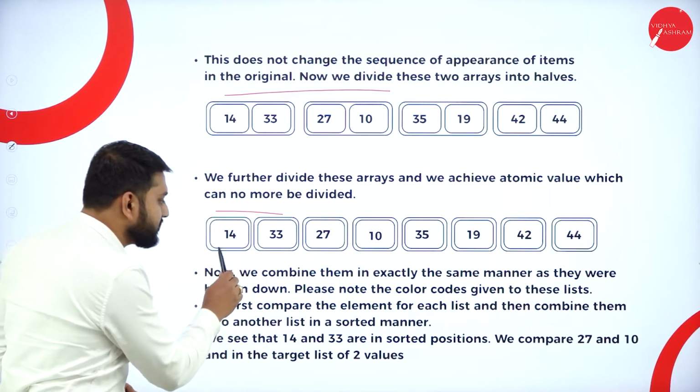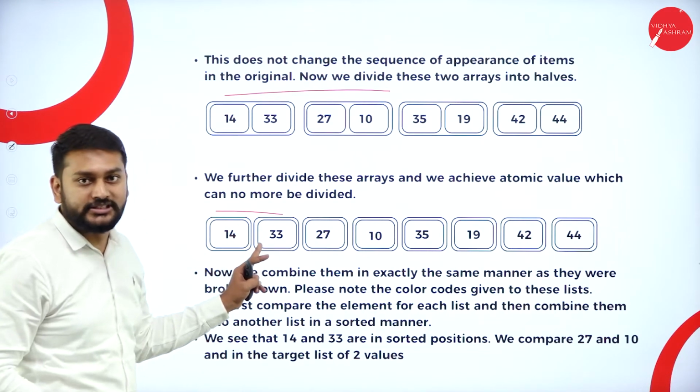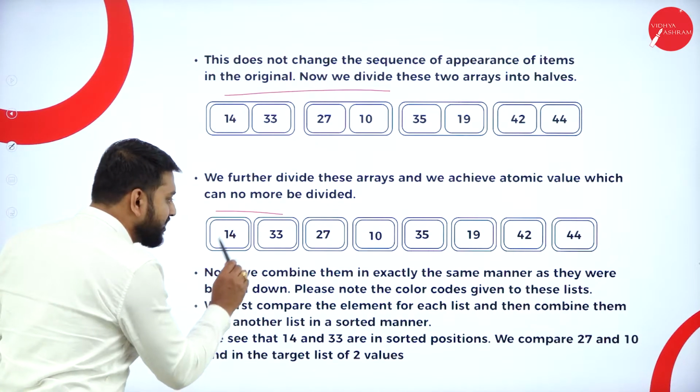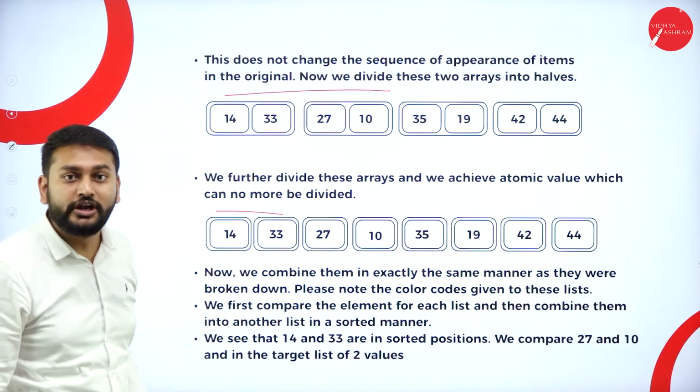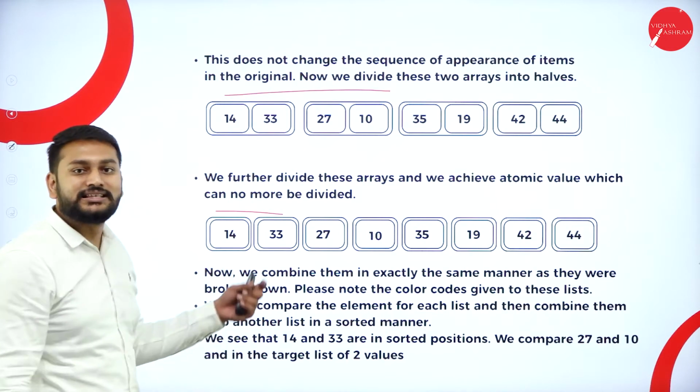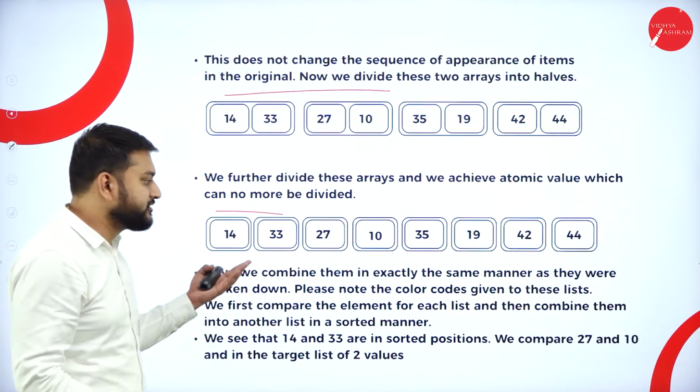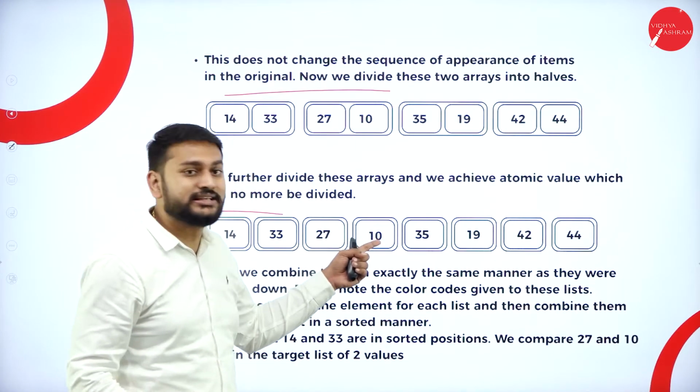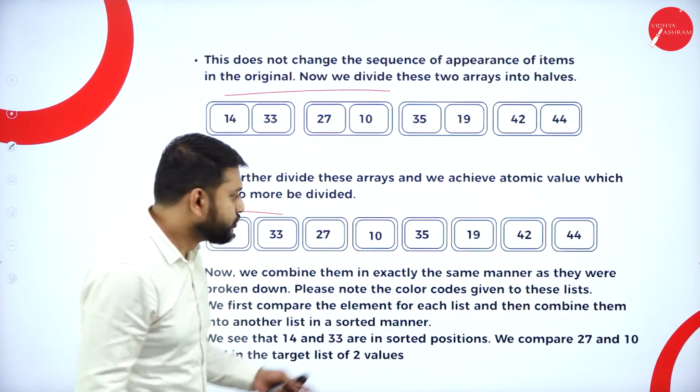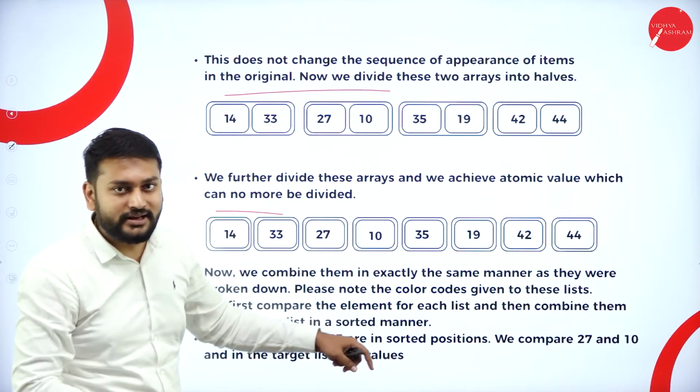Guys, I will start the comparison between these two elements, is what you need to remember. So 14 is lesser than 33, so I will keep it the same. And is 27 lesser than 10? Is it true? No. So I will swap it here. I will show that in the next slide.